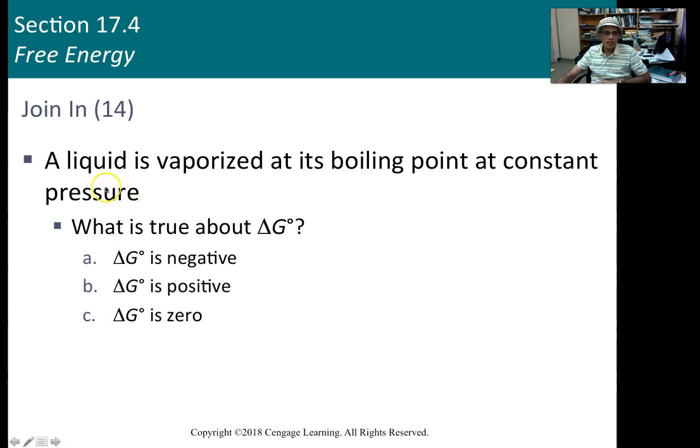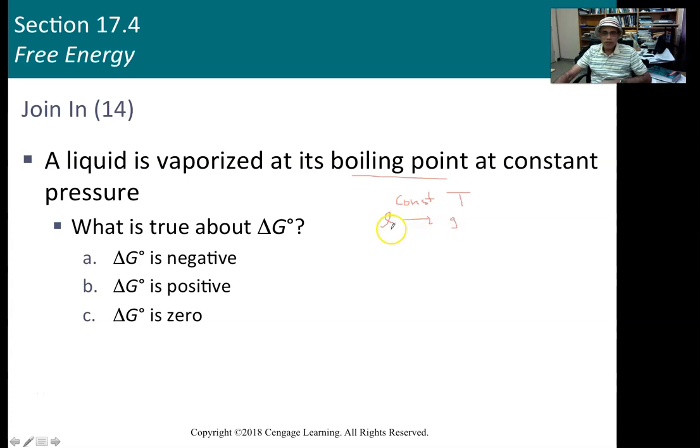Let's look at another one. A liquid is vaporized at its boiling point at constant pressure. What is true about delta G? So, vaporization at boiling point. Now, one thing you should understand when you're looking at a boiling point condition: at the boiling point, that happens at constant temperature, and you're changing from the liquid phase into a gas phase.